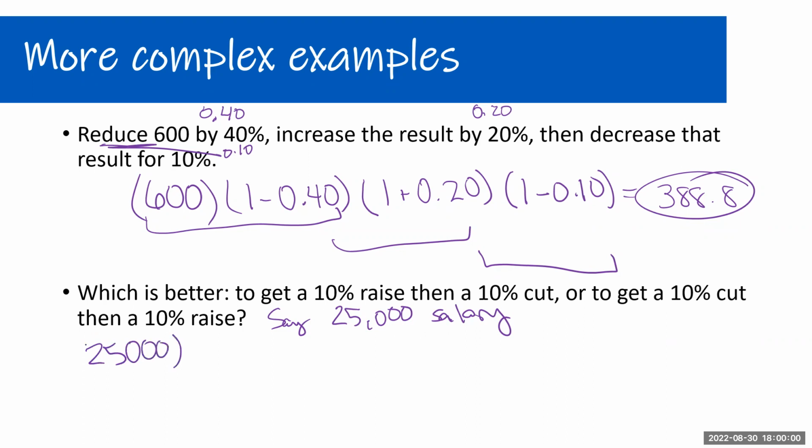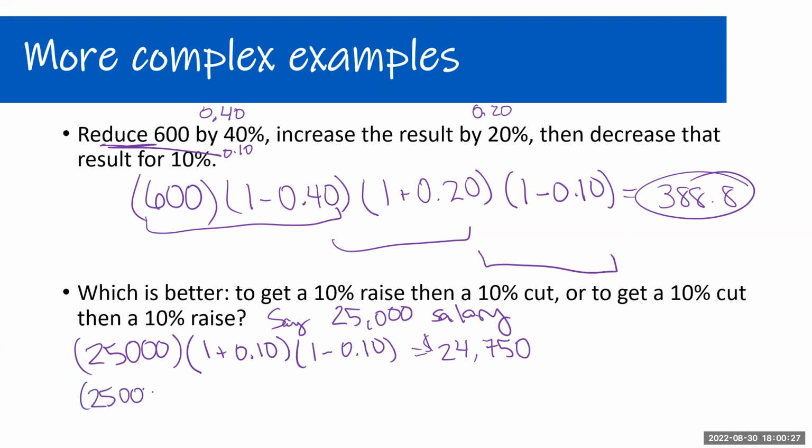If I make $25,000, I take a 10% raise and then a 10% cut, I'm going to end up with this situation. I'm going to do $25,000 times 1 plus 0.1 times 1 minus 0.1. So there's my raise, there's my cut. If I do this in my calculator, I'm going to get $24,750. Now, if I do it the other way, I'm going to have $25,000, 1 minus 0.10 for my cut, and then 1 plus 0.10 for the raise. Sure enough, I'm going to get $24,750.